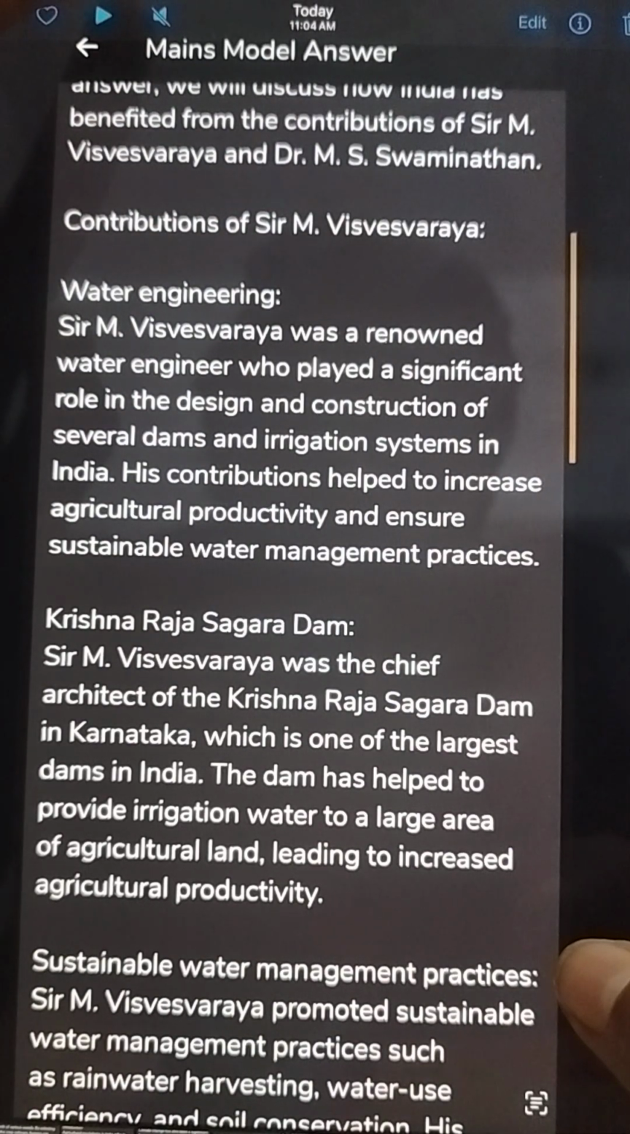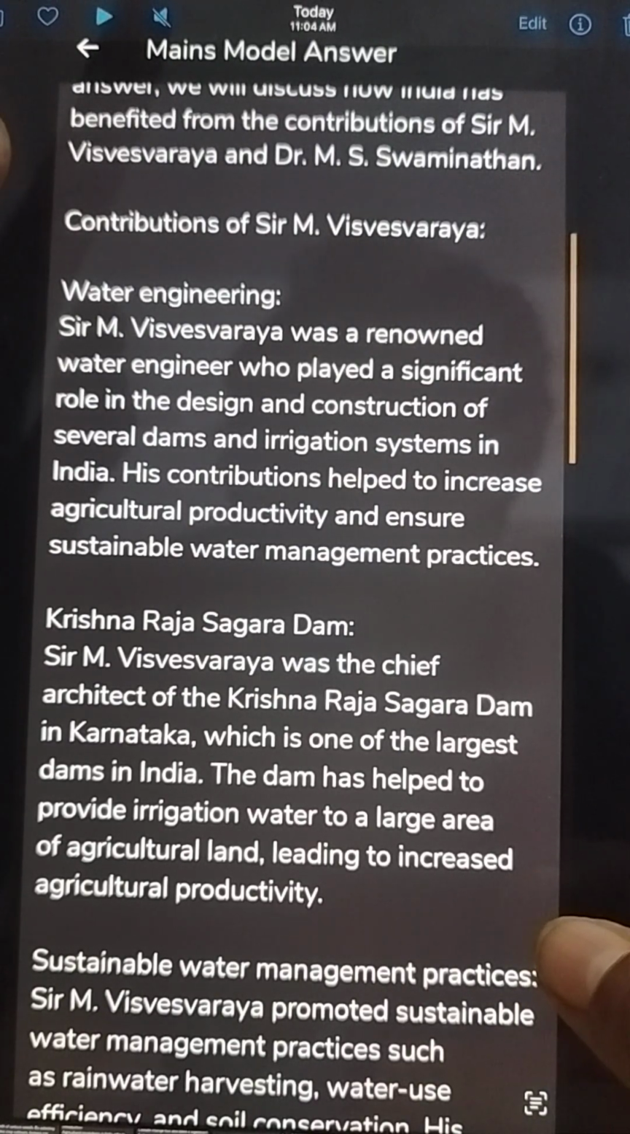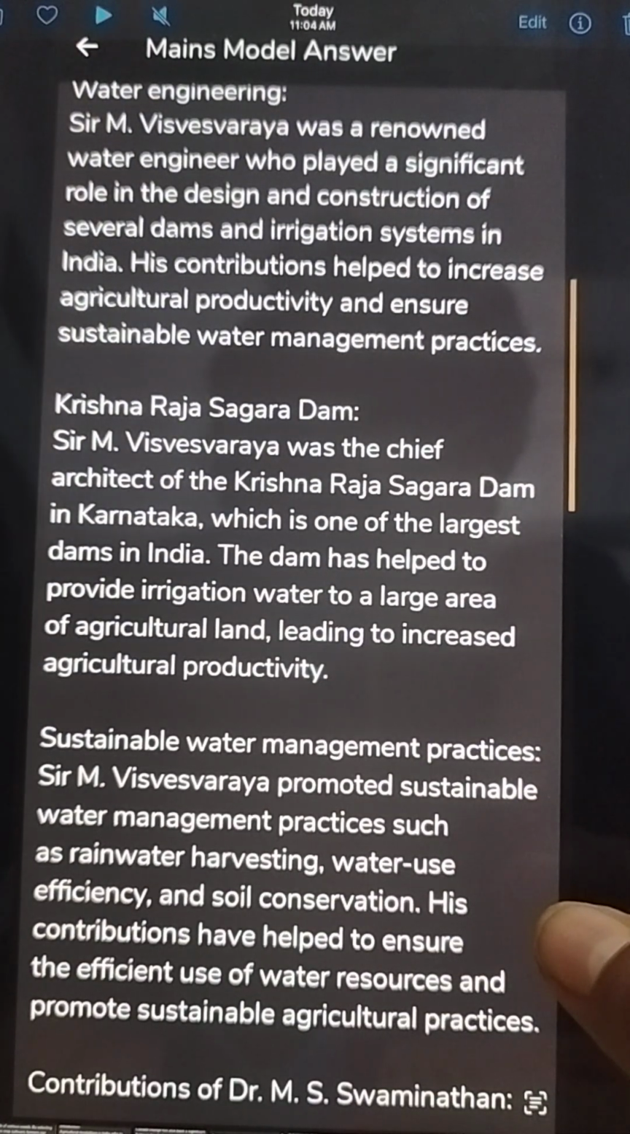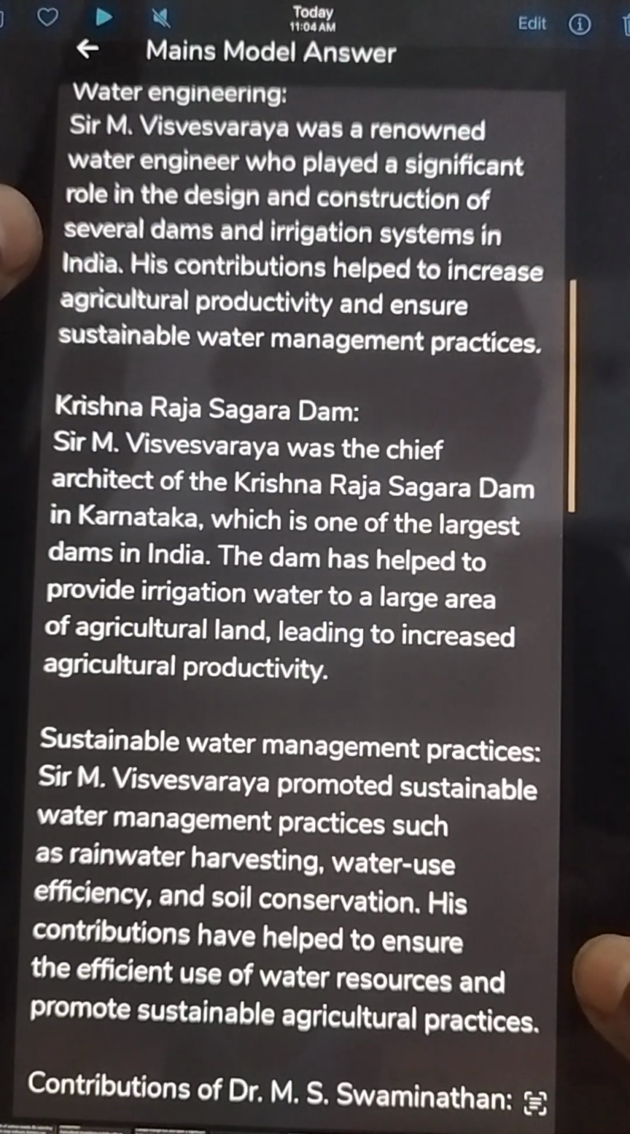Then comes Krishna Raja Sagar Dam. Sir M. Vishweswaraya was the chief architect of Krishna Raja Sagar Dam in Karnataka, which is one of the largest dams in India. The dam has helped to provide irrigation water to a large area of agricultural land, leading to increased agricultural productivity. Then comes sustainable water management practices. Sir M. Vishweswaraya promoted sustainable water management practices such as rainwater harvesting, water use efficiency, and soil conservation. His contributions have helped to ensure the efficient use of water resources and promote sustainable agriculture practices.